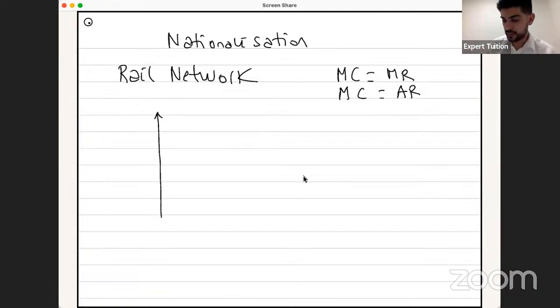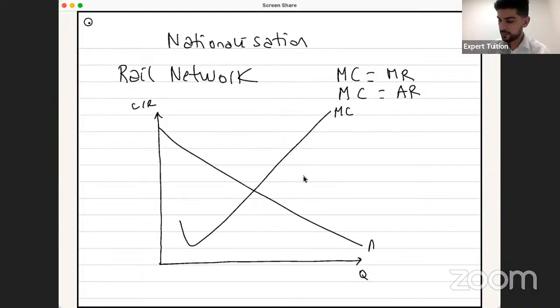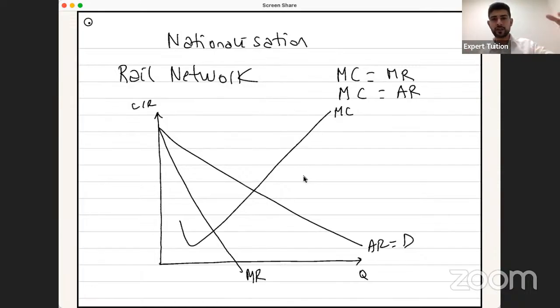So if I draw a very basic diagram, it's going to look like this. We're going to have cost slash revenue and quantity over here. So here's MC. And we have average revenue, which is equal to demand, and marginal revenue. I don't even need an AC curve here because I'm not trying to illustrate the profits at this stage. I just want to show the output level and the price that they're charging. So first things first, MC equals MR is basically over here. That is Q1. And the price you get by going up from Q1 until you hit the demand curve.